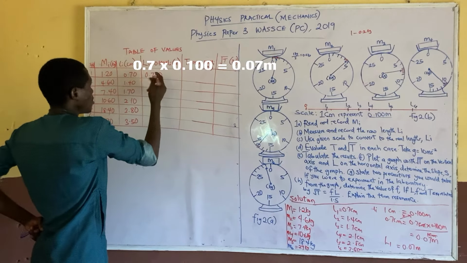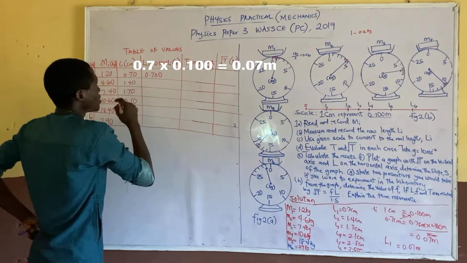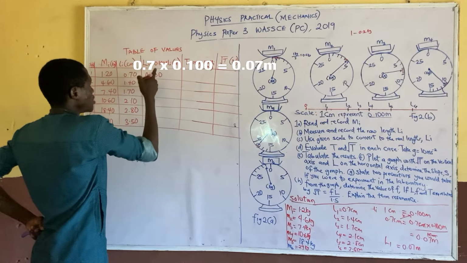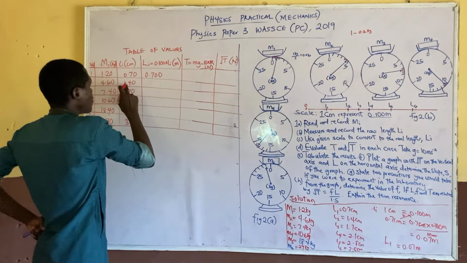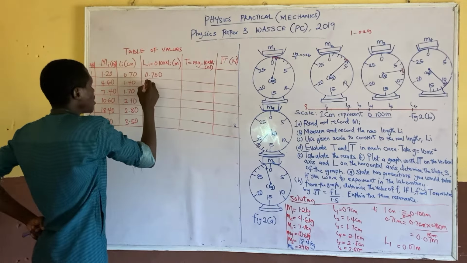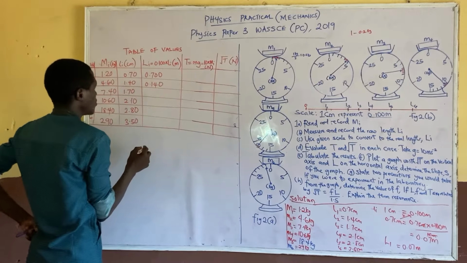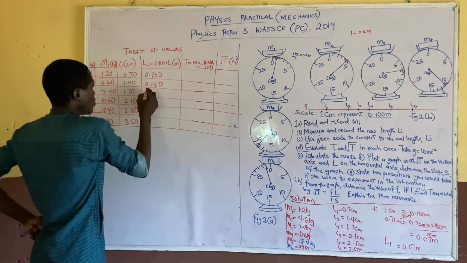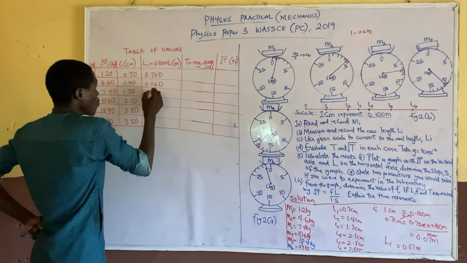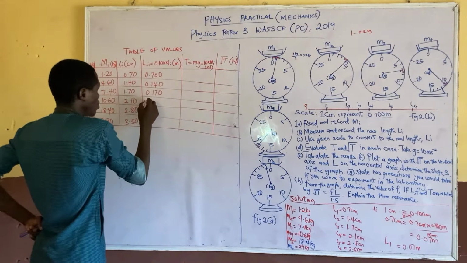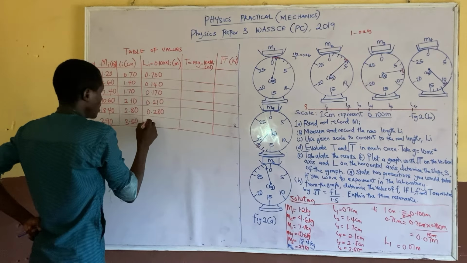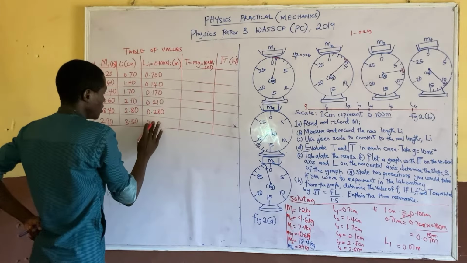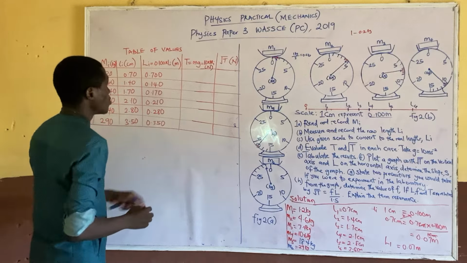Now the capital Li, multiplied by 0.1, is moved by one decimal place. Because they put this to 3 decimal places, the answer here also has 3 decimal places. So 1.40 times 0.1 gives 0.140, then 0.170, 0.210, 0.280, and 0.350.